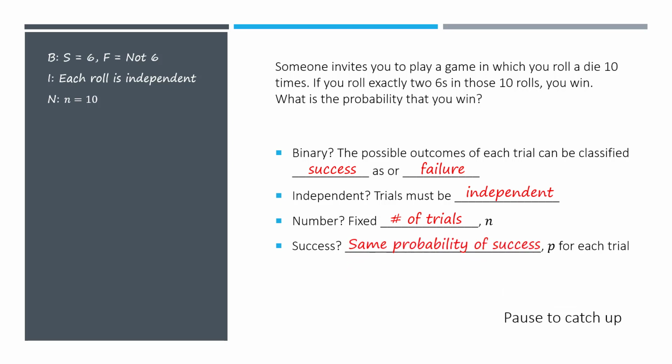Finally, we need to make sure that we have the same probability of success p for each trial. Well, let's go ahead and assume that this is not a trick die. We know that a 6 has a 1 in 6 chance of landing on each roll. So in this case, we are all set. At this point, if you need to pause to catch up filling in blanks, please go ahead and do so and hit play to resume.